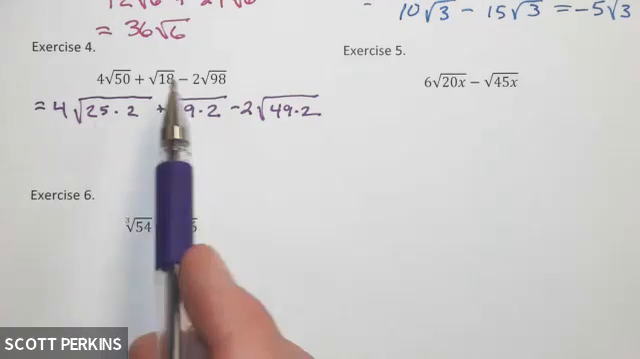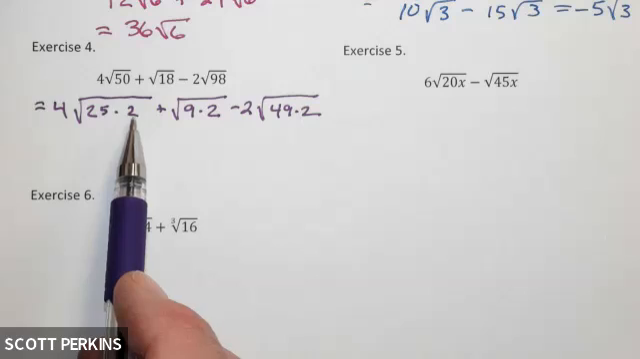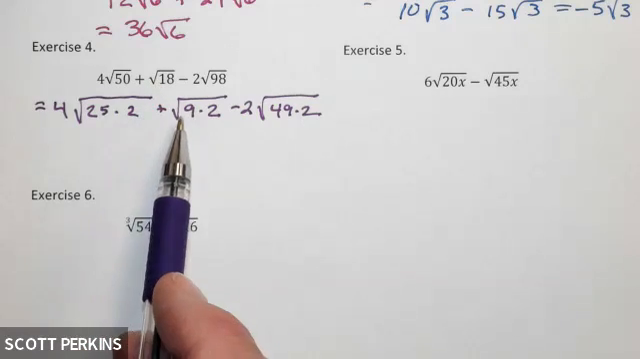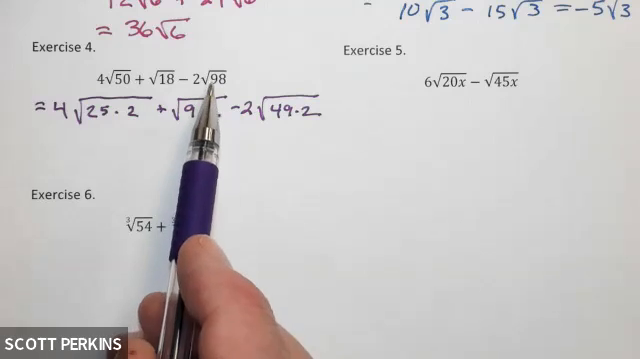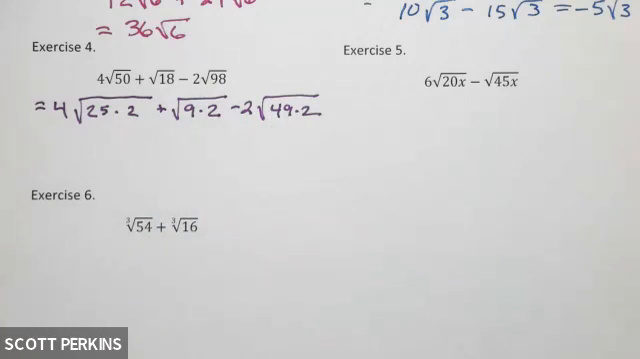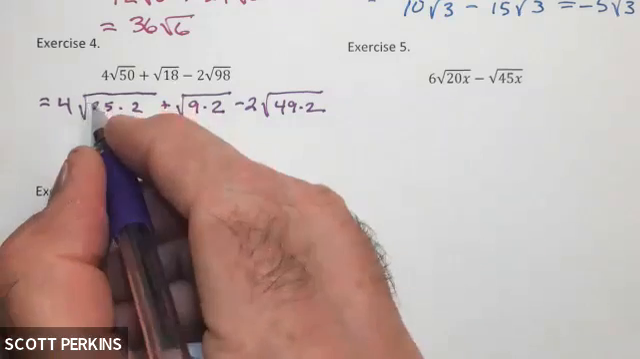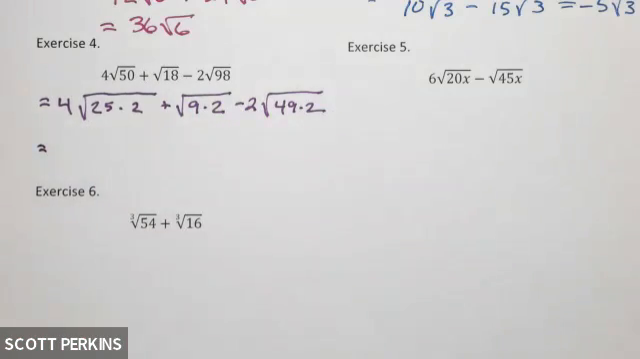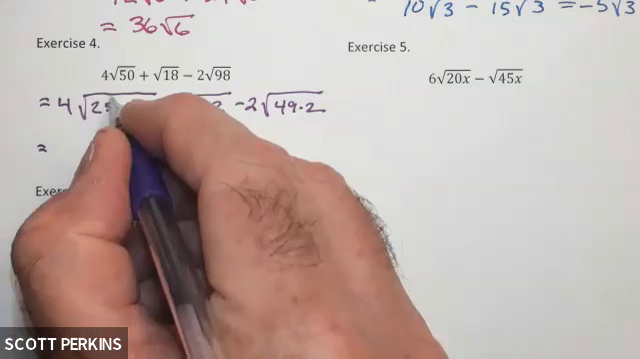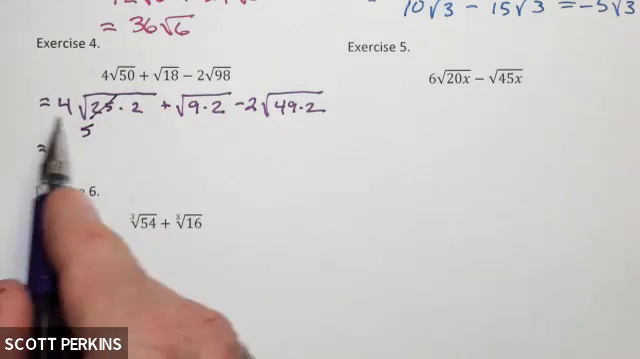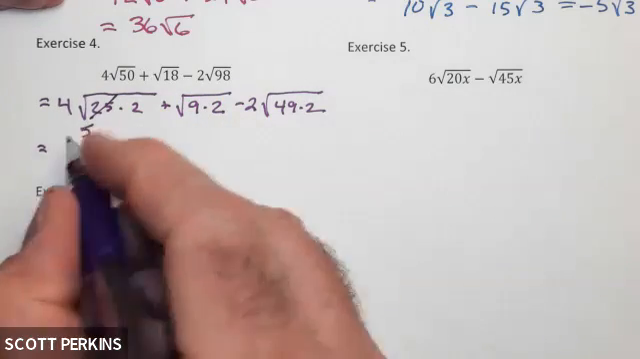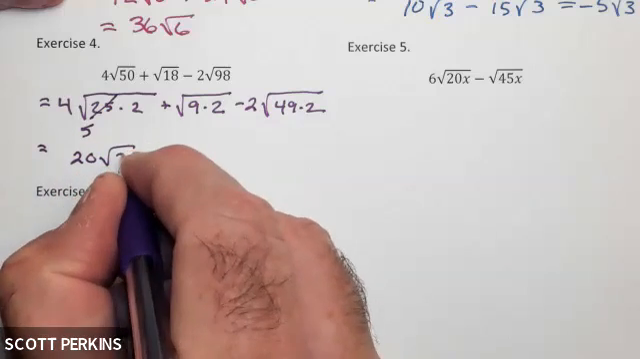All right, so on this problem, the 50 becomes 25 times 2. The 18 becomes 9 times 2. And then the 98 is 49 times 2. So I broke each of those up into its perfect square factors. And so again, these are going to simplify. They're going to try to be like terms. 25, the square root is 5. So my first coefficient is 4 times 5, or 20 square root of 2.